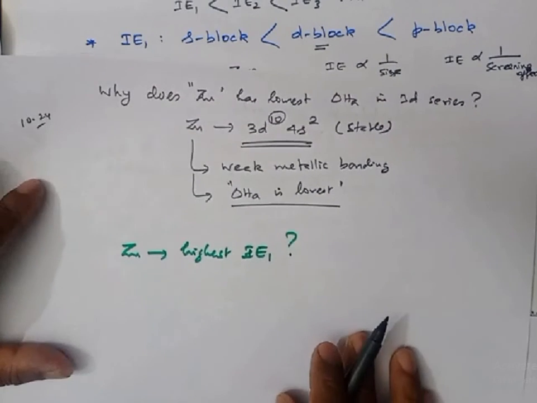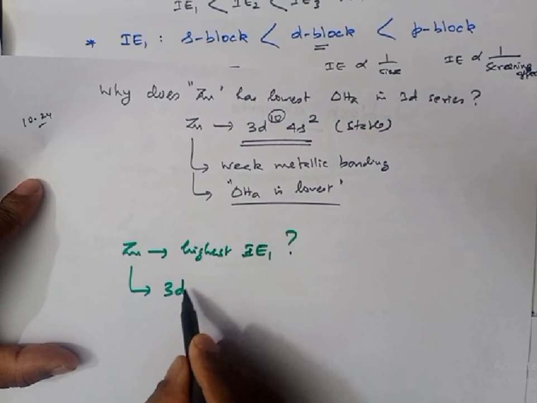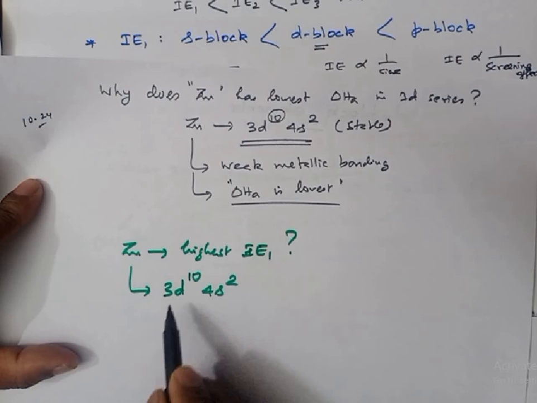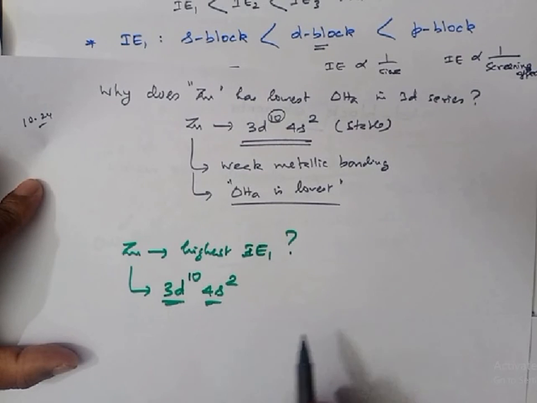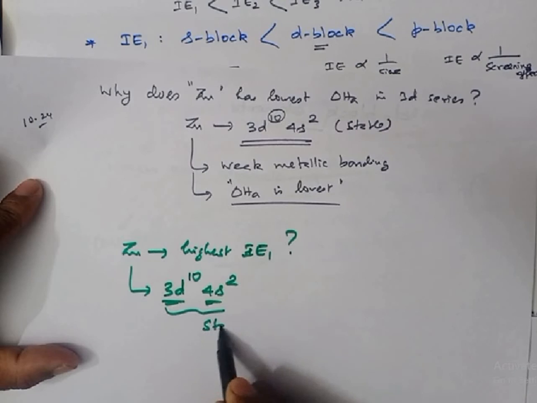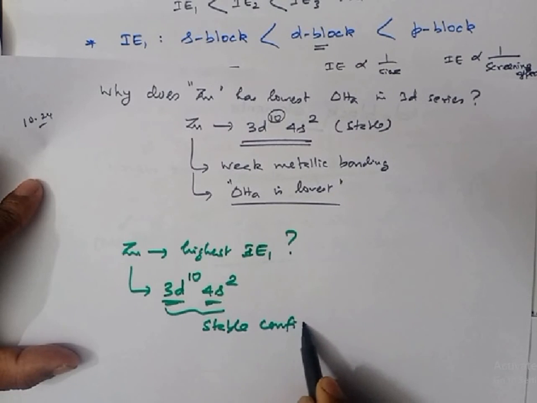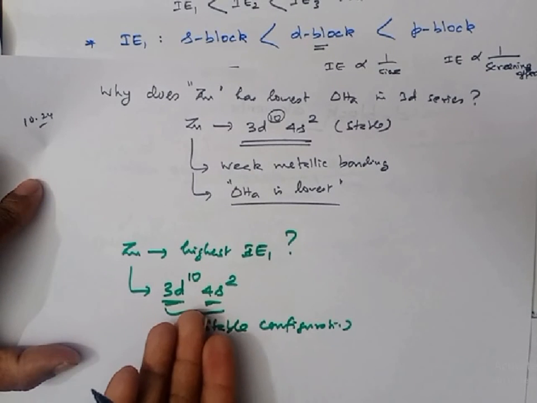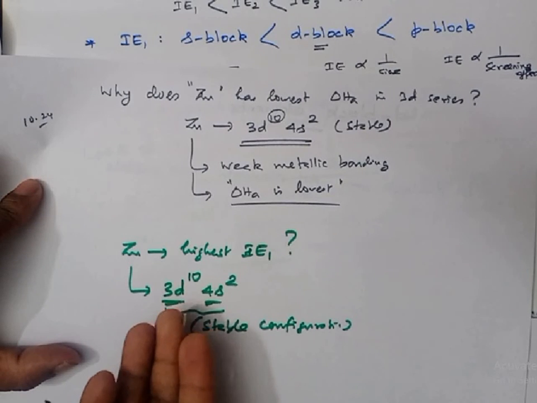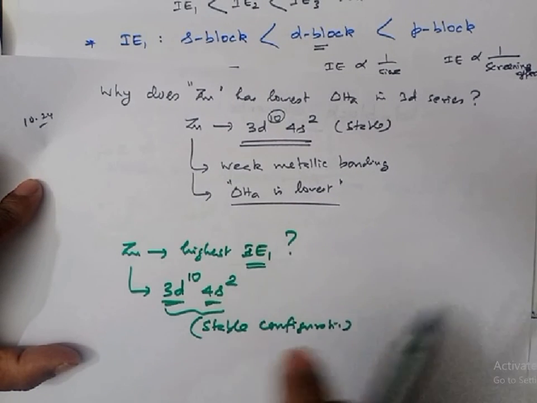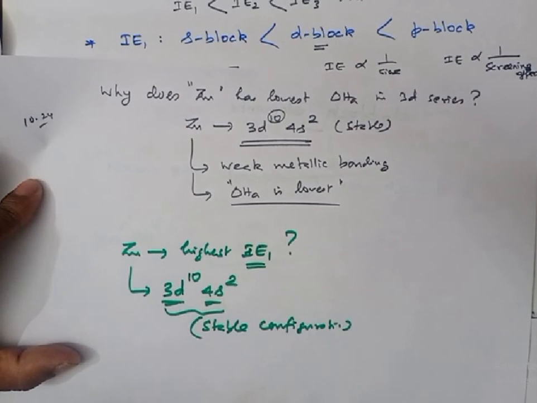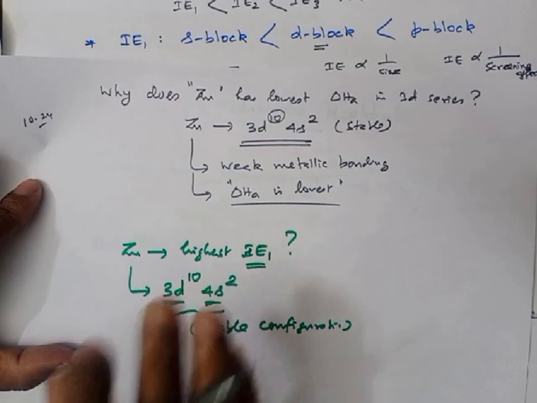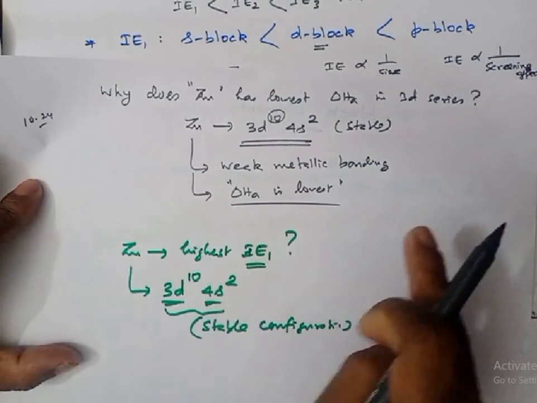The reason is the electronic configuration of zinc is 3d10 4s2. d10 means fully filled. s2 also fully filled. So you have a very stable configuration. Whenever an atom has a stable configuration, removal of an electron is very, very difficult. So zinc has a stable electronic configuration. Because of this reason, the first ionization energy, that is removal of an electron from the neutral zinc atom, is very difficult. That is the reason why zinc has the highest first ionization energy in 3D series.